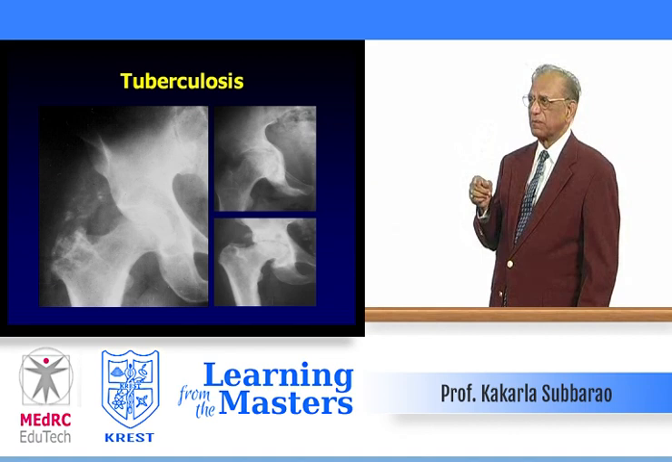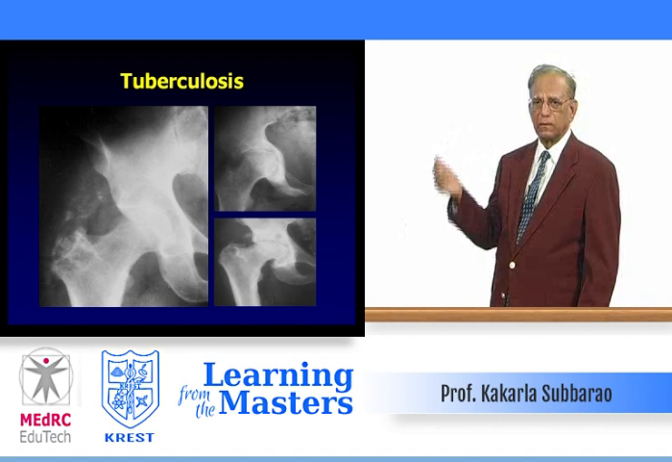The two films on the right side also show a little more reactive sclerosis, which ordinarily doesn't occur in acute tuberculosis, but in chronic tuberculosis, either due to reactive sclerosis because of the resistance of the patient or due to secondary infection, you may get some sclerosis.